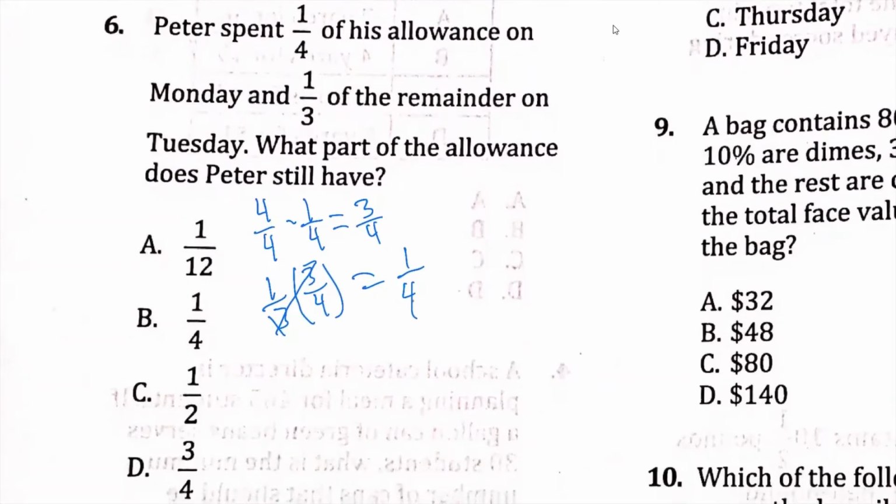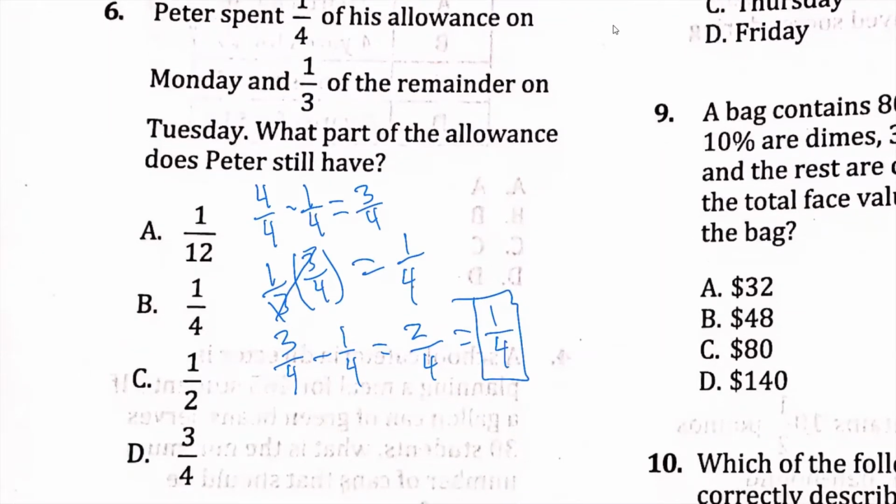Now, we have to take into account that the 3/4 minus the newly spent is equal to 2/4, right? Which simplifies to, sorry, not 1/4. What am I thinking? 1/2, 1/2. So here, my answer is C.